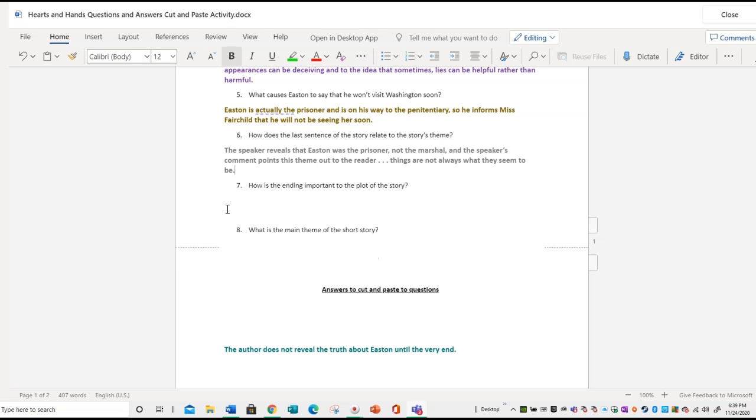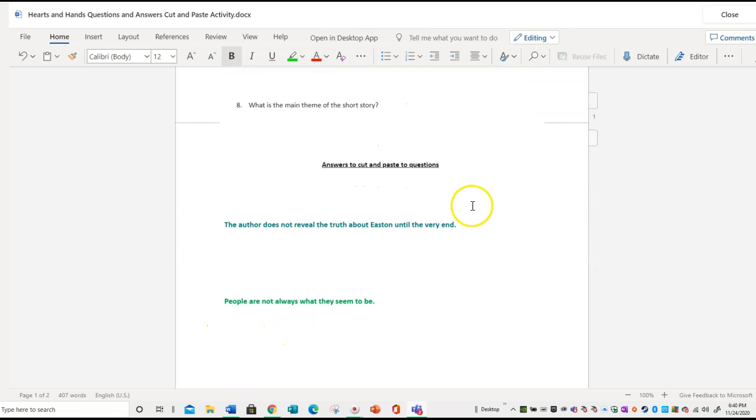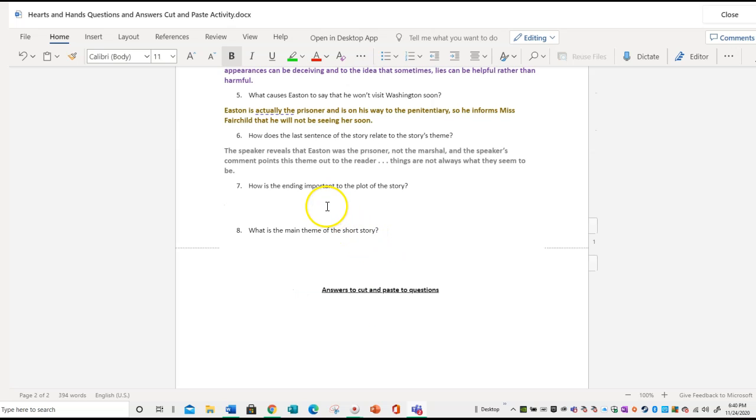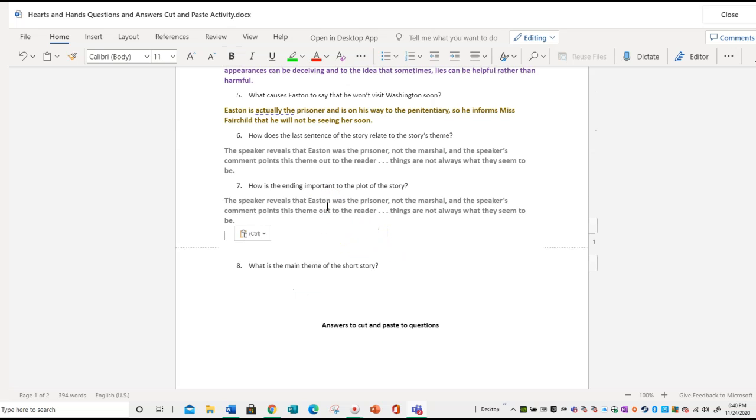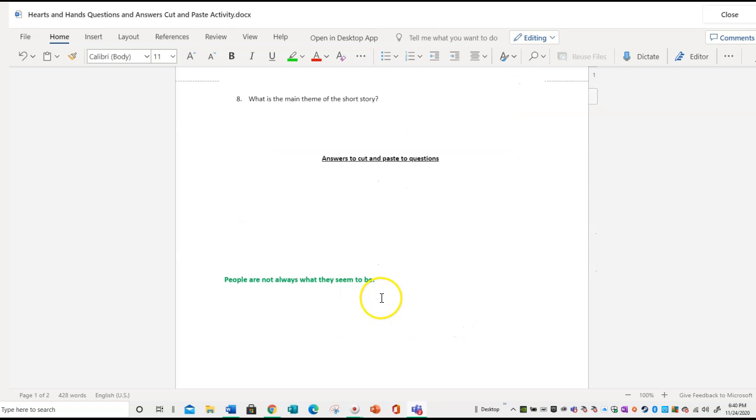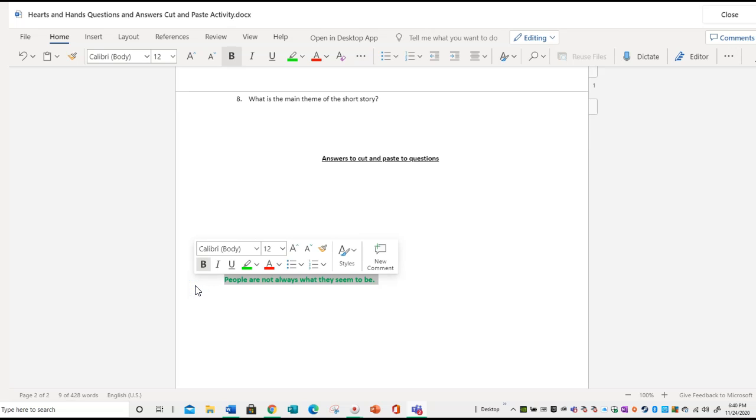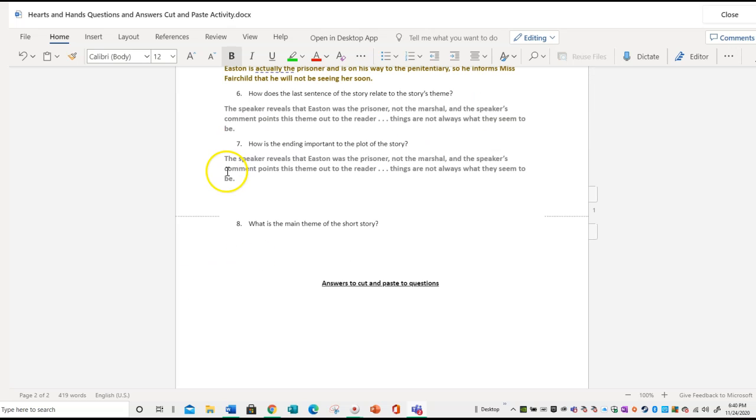How is the ending important to the plot of the story? Well, what happens at the end? We don't find out until the very end of the story, to the last line. Okay, because a marshal would not handcuff a prisoner to his right hand. Most people are right-handed, especially in those times. And if they have to draw their weapon, they need to have their hand free. Okay, so how's the ending important? Okay, what is the main theme of the short story? And again, what's left? People are not always what they seem to be. That's it.